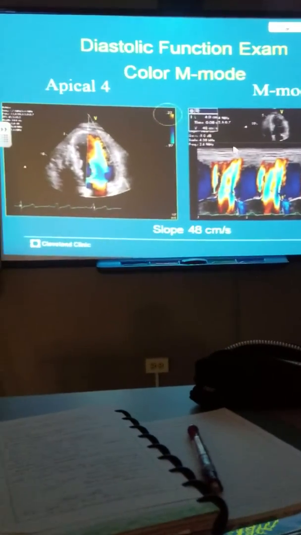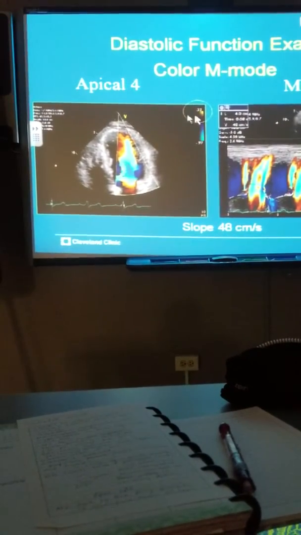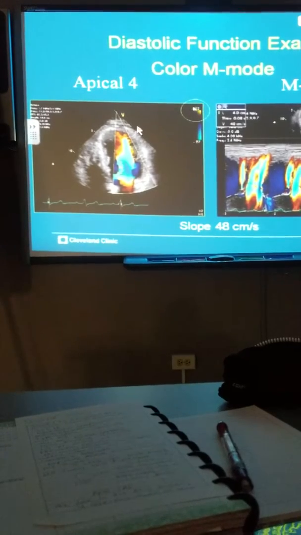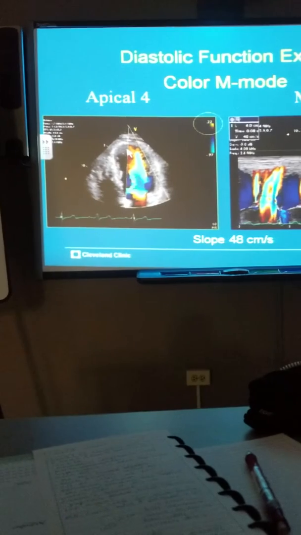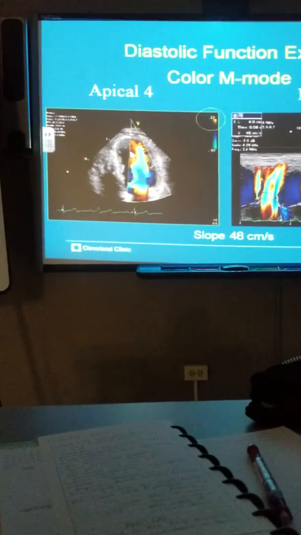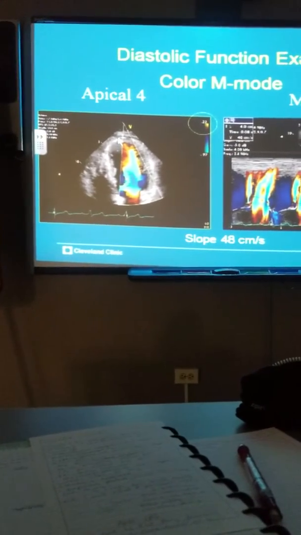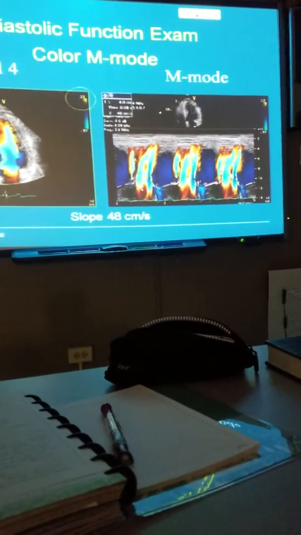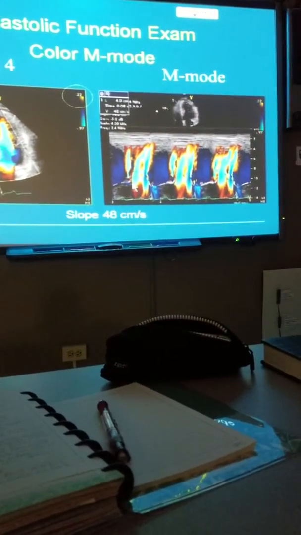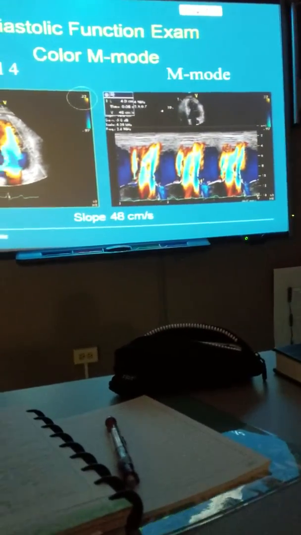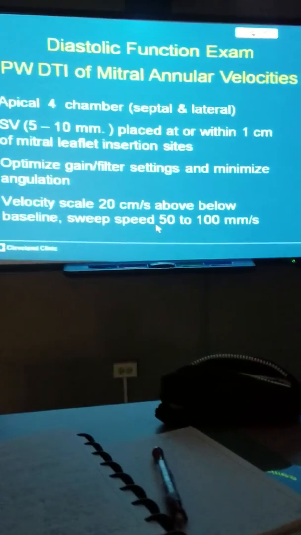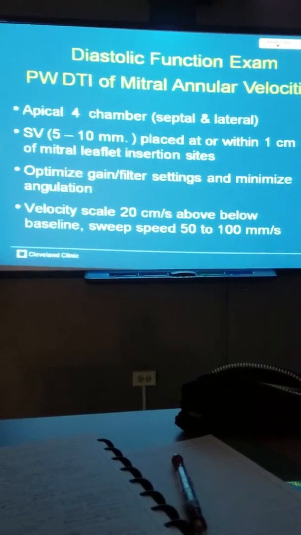Down here. So here's an example. You can see that the baseline shift was moved up so that you can see this flow propagating from the atrium into the ventricle, looking at the time of how quick this flow is coming into the ventricle. You're going to be measuring here the slope, the aliasing here at the baseline, measuring that up about 4 centimeters into the ventricle, and that's giving you your slope here.